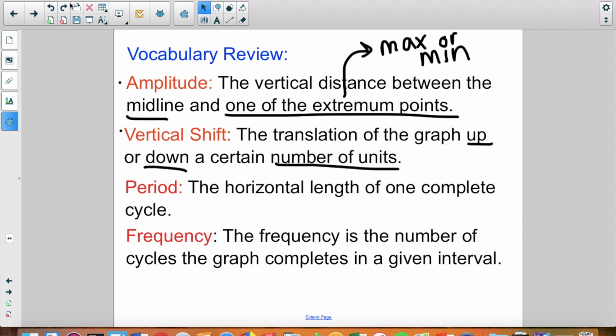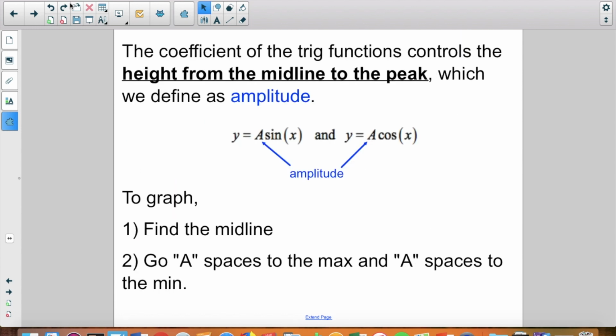So those are the two questions you should be asking yourself. Is it going up or down, and how many units? Period is what we just talked about, the length of one complete cycle. And frequency is the number of cycles in a given interval. So today we are going to be looking at the amplitude and how to graph it.